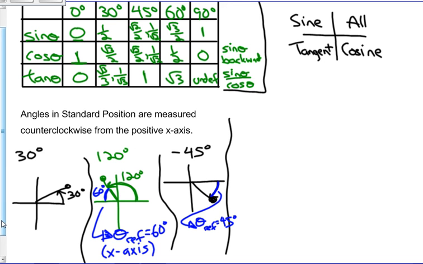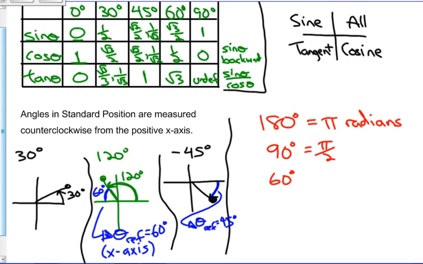Okay, to talk about radians, here's the basic conversion. 180 degrees is pi radians. It follows then that 90 degrees is pi over 2 radians. It's half of that. 60 degrees would be pi over 3 radians. 60 is 1/3 of 180. 45, that would be 1/4 of 180, so it's pi over 4 in radians. And 30 degrees is going to be 1/6 of 180, so it's pi over 6.